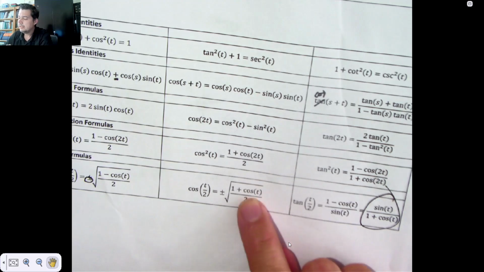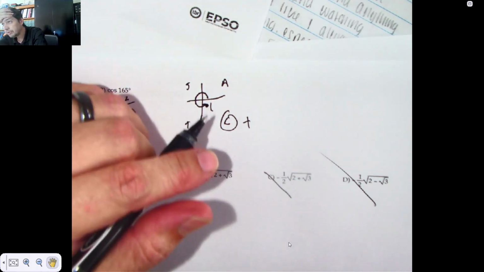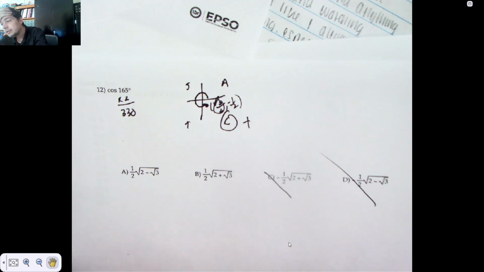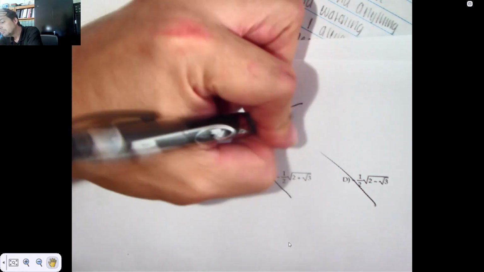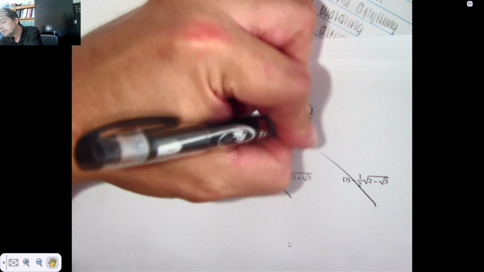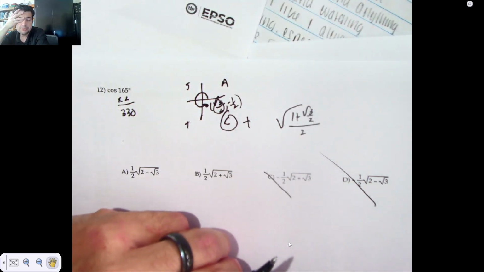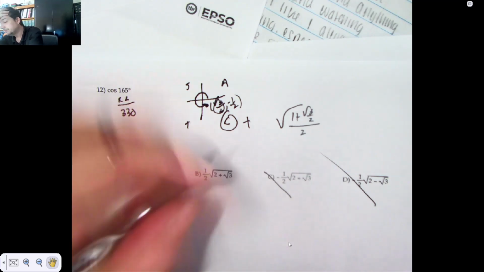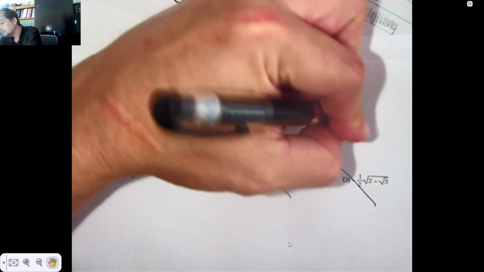It says I need the cosine ratio. If I'm at 330 degrees on a unit circle, the ordered pair should be root 3 over 2 and then negative 1/2. And since it's cosine, that's all I care about. The formula is 1 plus, so 1 plus root 3 over 2, all over 2. 1 plus root 3 over 2 should be 2 plus root 3 over 2, all over 2.